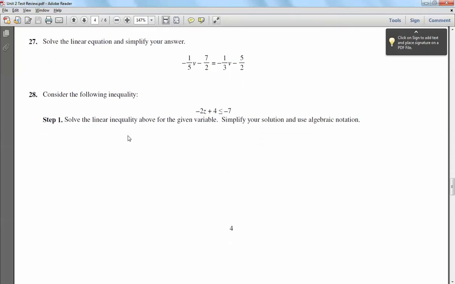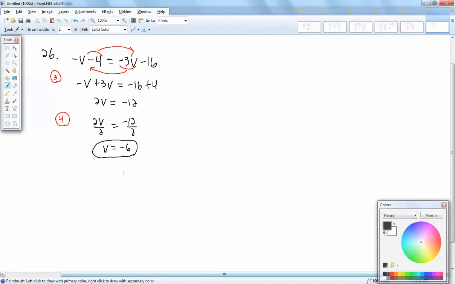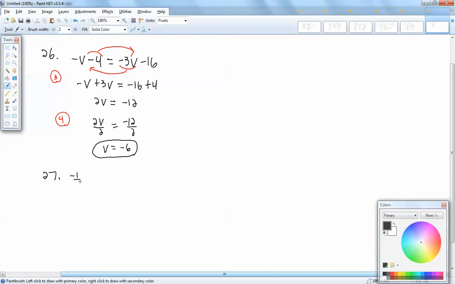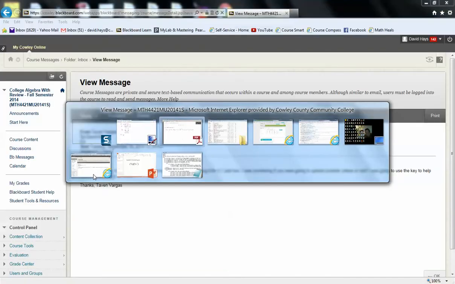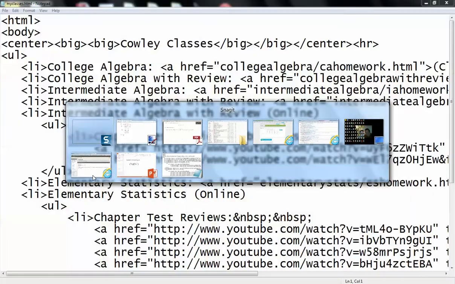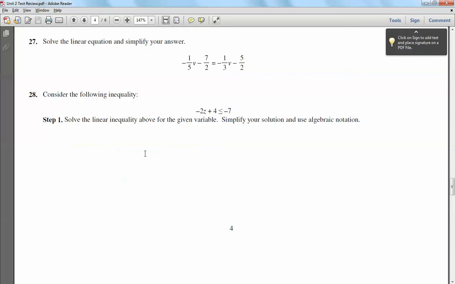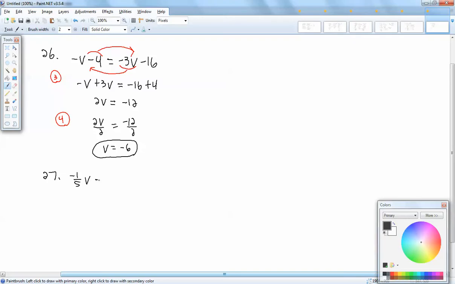Okay, 27. We got negative 1/5 v minus 7/2 equals negative 1/3 v minus 5/2.